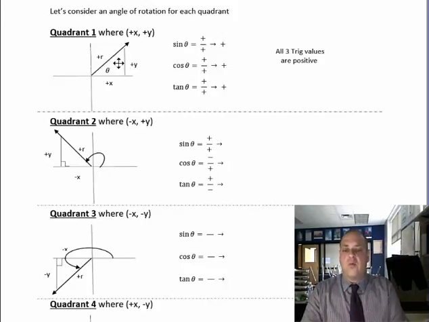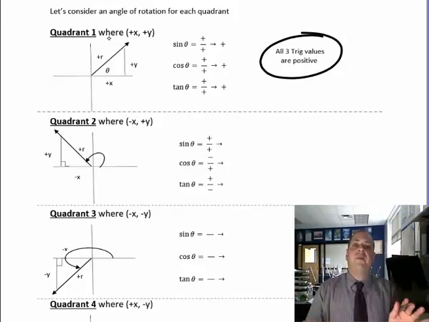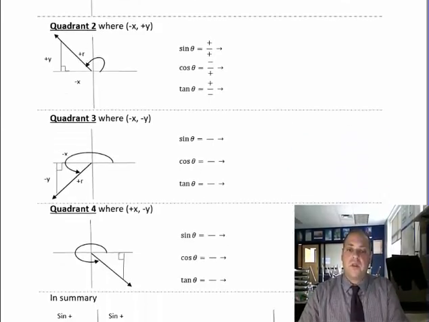So if you're in quadrant 1, what's nice about quadrant 1 is everything's positive. Because say you have theta right here. Well, opposite is positive and the hypotenuse is positive. So it's positive over positive, which is positive. If you're looking at the cosine, it's adjacent over hypotenuse. Positive, positive. Positive divided by a positive is a positive. All right? If you're looking at the tangent, same thing. Opposite over adjacent, positive, positive is positive. So all three trig values are positive in quadrant 1. Everything's positive. You're going to the right and up. Everything's positive. Quadrant 2, a little bit different.